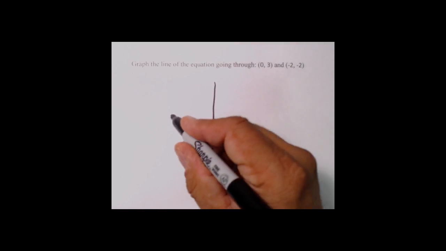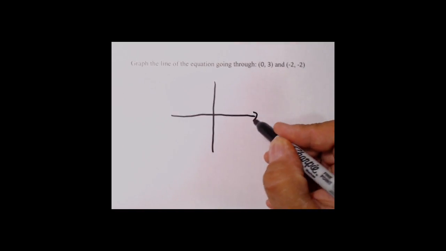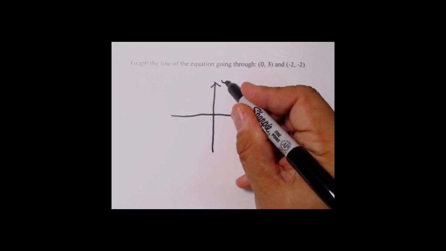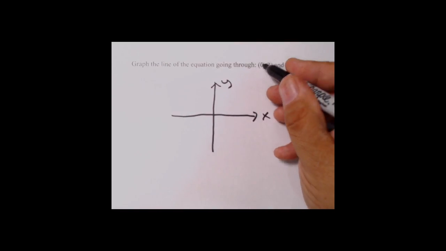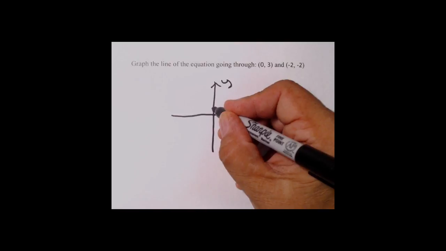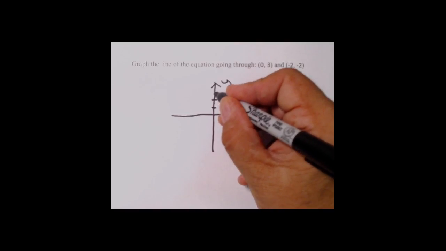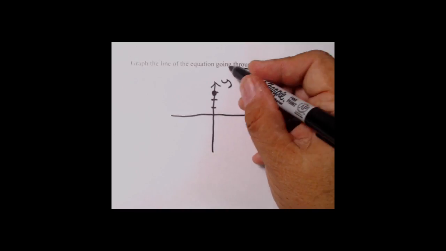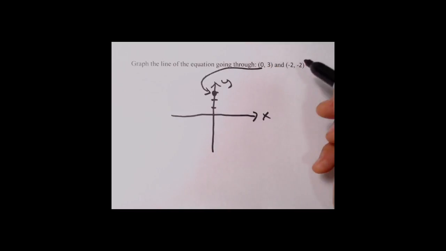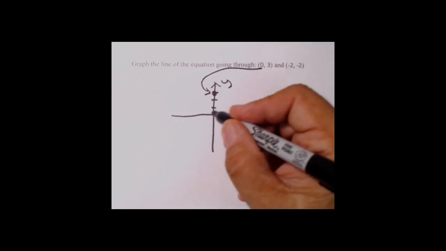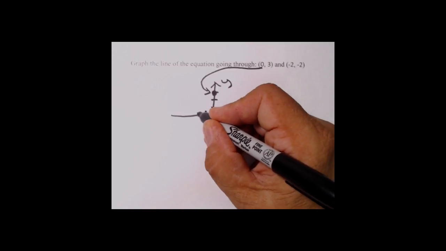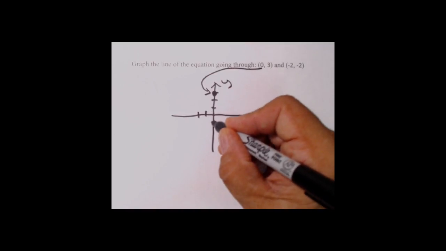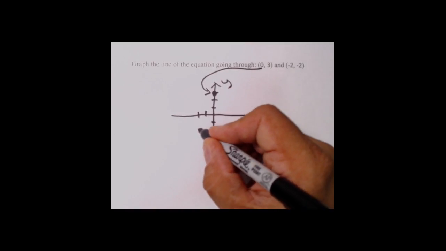Here we go. Here's the x and y axes. The first point is x equals 0 and y equals 3. 1, 2, 3. So there's my first point right there. There it is. The second point is x equals negative 2. 1, 2, and y equals negative 2. So there that point is. Okay, that's the second one.